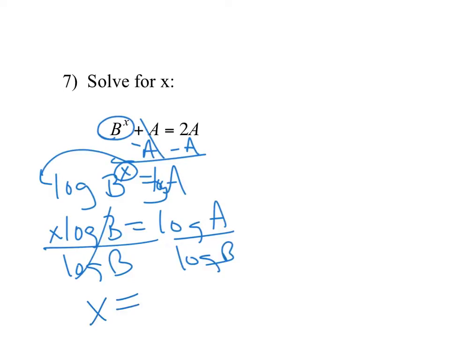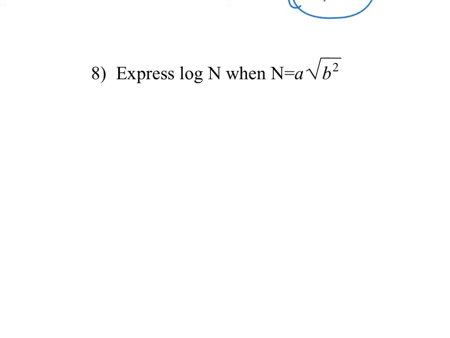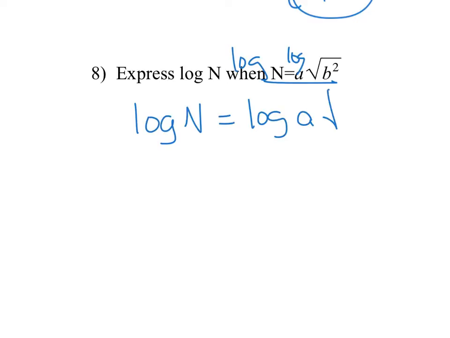So x equals log of a over log of b. Express log n when n is that mess. This is not the best problem, but if I log both sides, I'm going to have what the log of n is. This is radical b squared. Technically that's b, but let's get everything handled here.